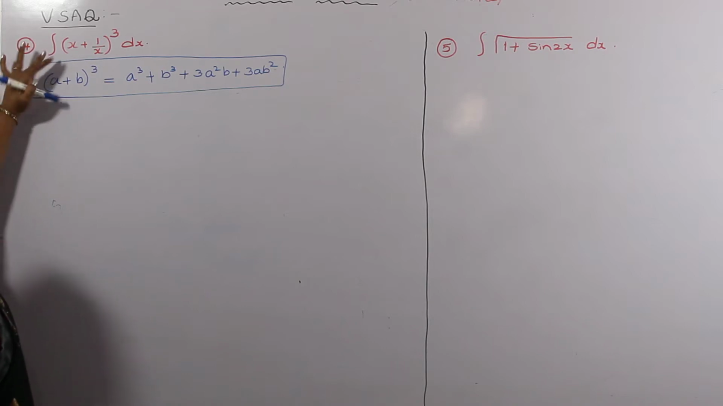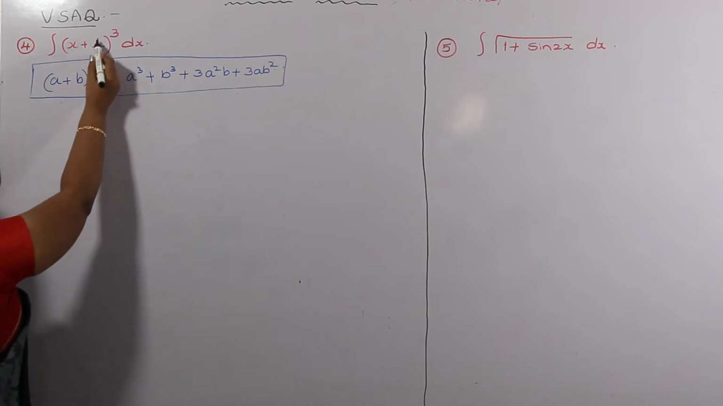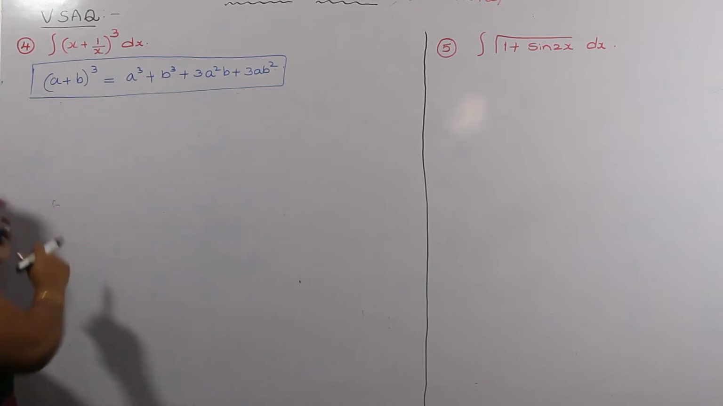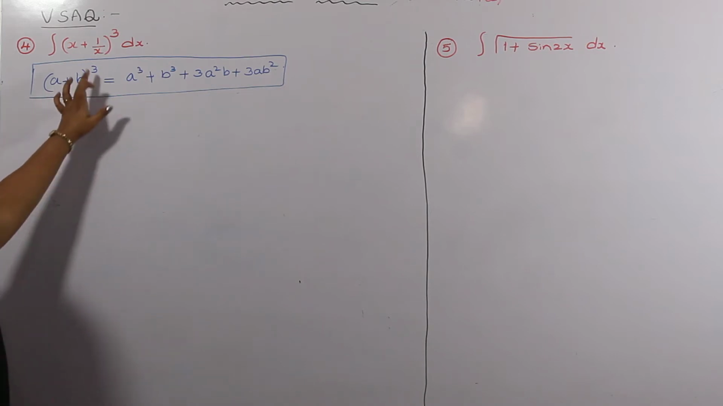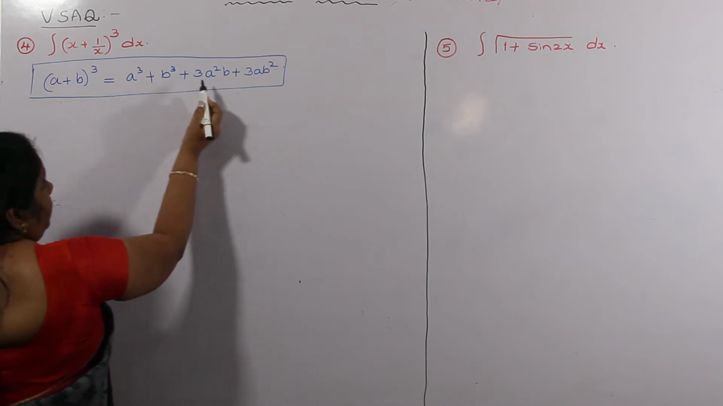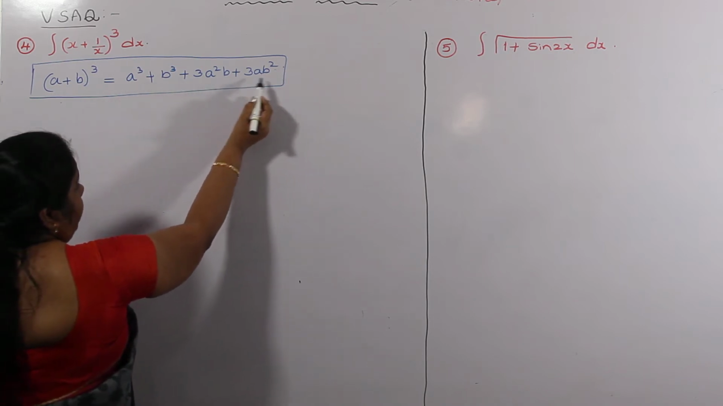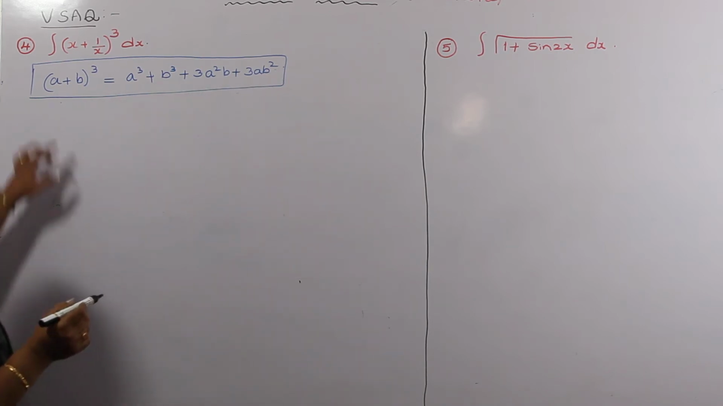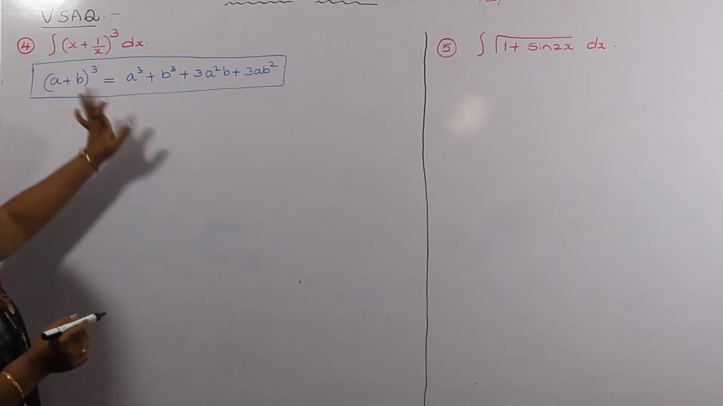Basically, the integral of (x + 1/x) whole cube. This is in the form of (a + b) whole cube. The formula is a cube plus b cube plus 3a square b plus 3ab square. Here a is equal to x and b is 1 by x.